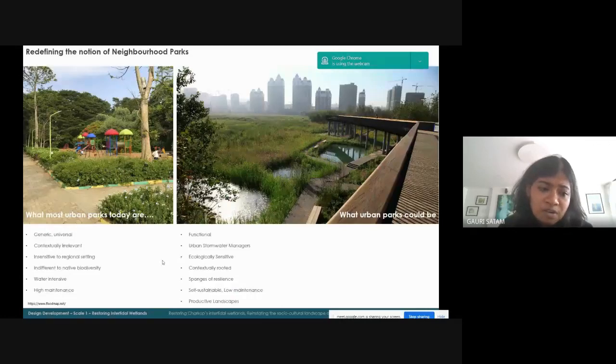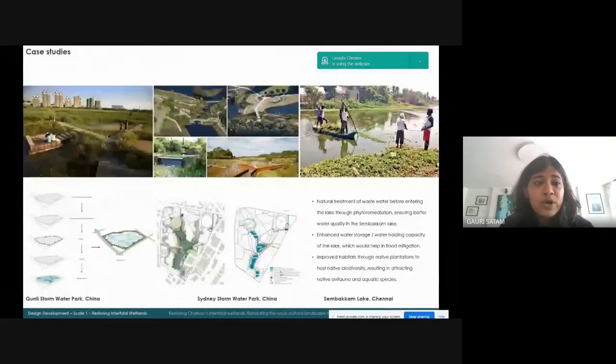Why are most of our urban parks so generic, so contextually irrelevant, insensitive to regional settings, indifferent to native biodiversity, water intensive and high maintenance? Why can't our urban parks be more functional, urban stormwater managers, ecologically sensitive, contextually rooted sponges of resilience, which are self-sustainable and could be productive landscapes as well? So I've done certain case studies on similar lines.